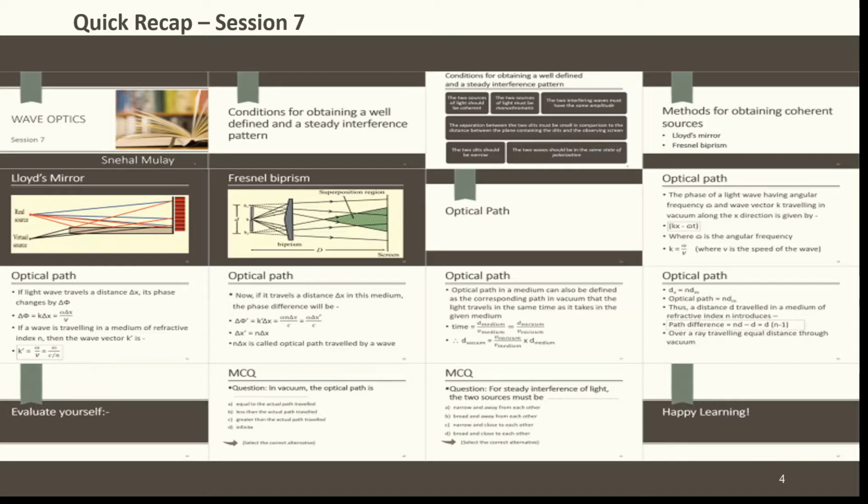Before we start today's session, let's have a quick recap of the previous session. We discussed conditions for obtaining a well-defined and steady interference pattern, methods for obtaining coherent sources, Lloyd's mirror and Fresnel biprism, and optical path.